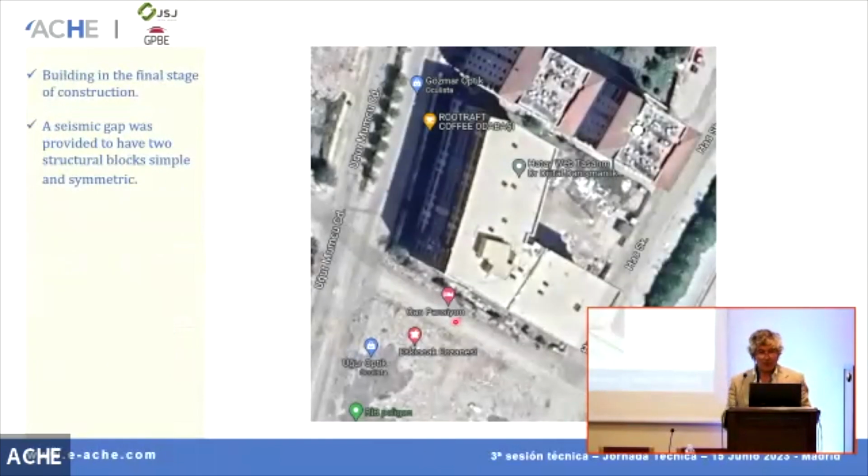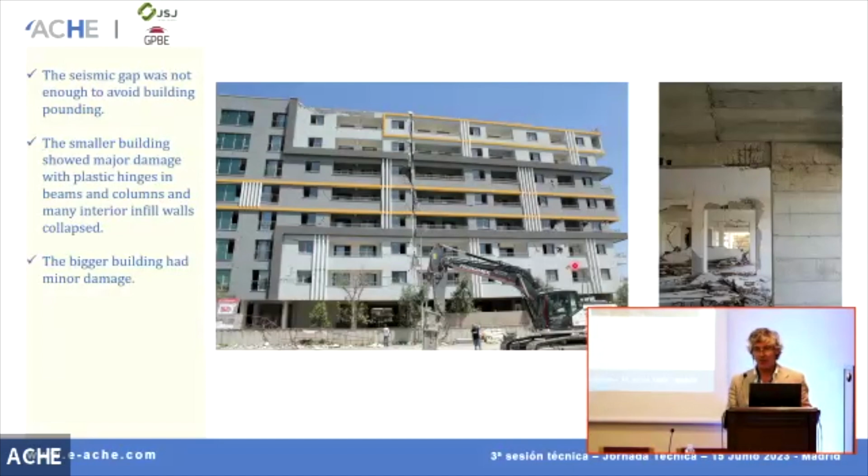Anyway, another situation, this building was in the final stage of the construction, a new building, according to all the codes, okay? And what happened is the designer said, okay, I have an L-shaped building, which is not good, it's not symmetric, and I'm going to put a seismic gap here to have a rectangular one and a square one. For now, it's okay, but the problem was that the seismic gap was not enough, and it didn't avoid the building pounding. So the larger building was okay with minor damages, and the smaller building was completely damaged.